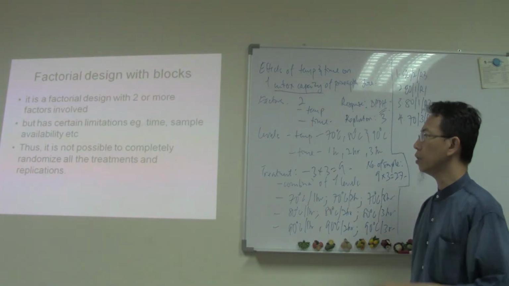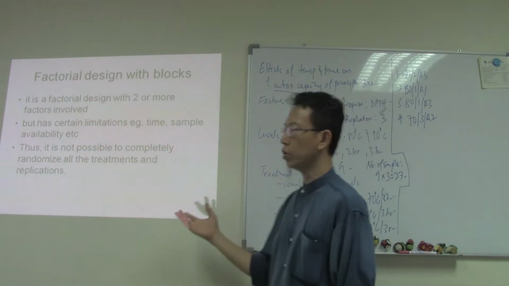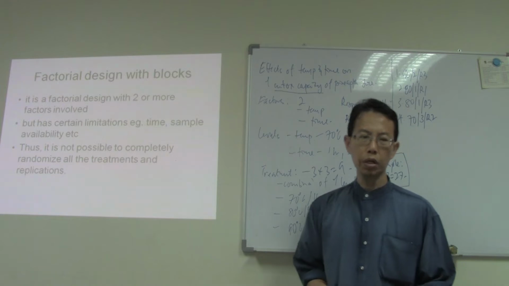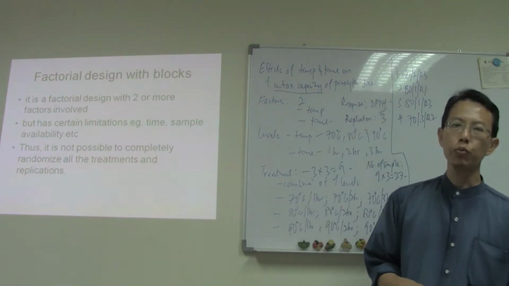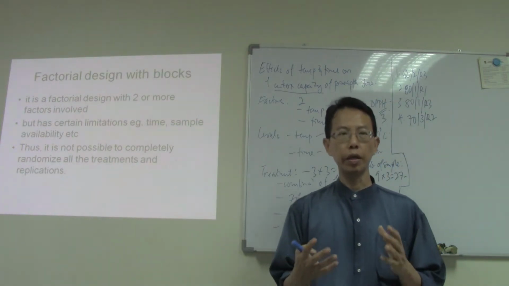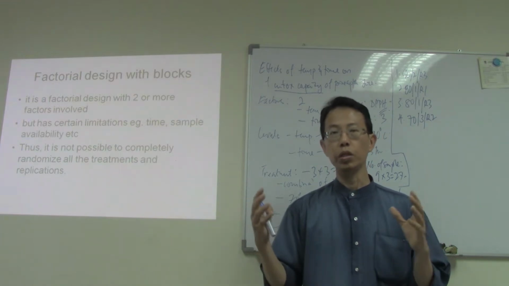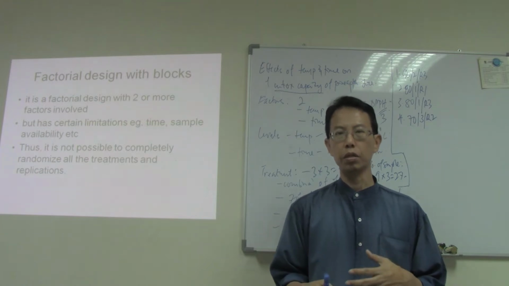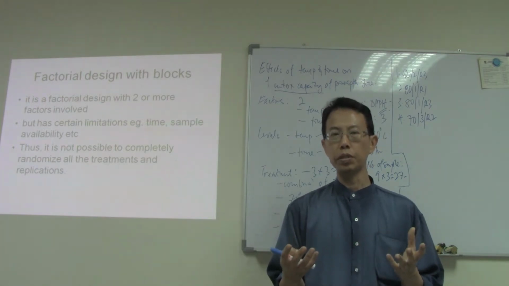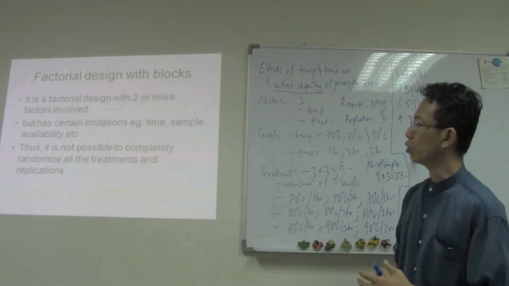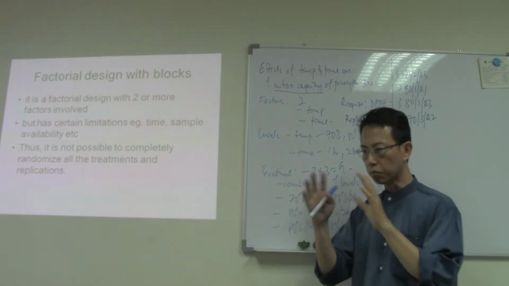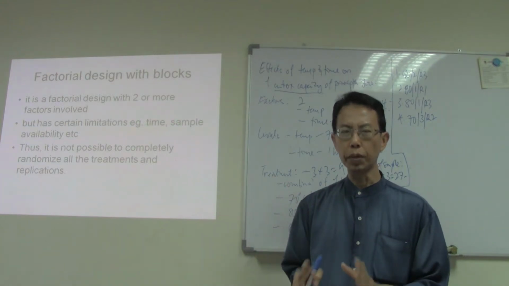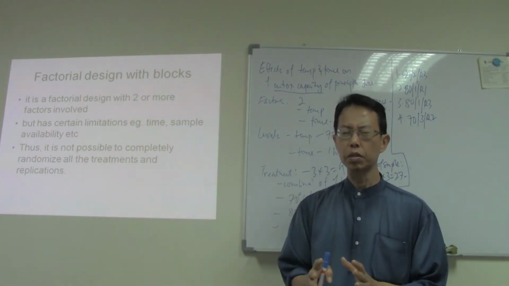So another type of factorial design is what we call factorial design with blocks. As we have discussed previously, we do blocking because we are concerned that there may be confounding factors, or we really know that there are confounding factors that may create bias onto our experimental samples. So what we want to do is to create blocks so that within each block, everything is constant except the factors.